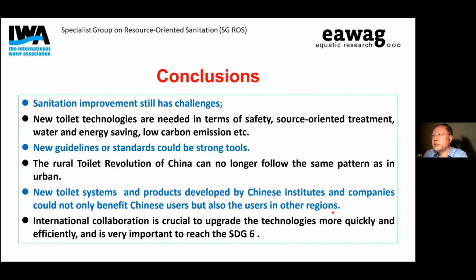The rural toilet revolution of China can no longer follow the same pattern as in urban areas. And new toilet systems and products developed by Chinese institutes and companies could benefit not only Chinese users, but also users in other regions. That's the reason I think international collaboration is crucial to upgrade this technology more quickly and efficiently. This is also very important to reach SDG 6 worldwide. Okay, that's all from my side.